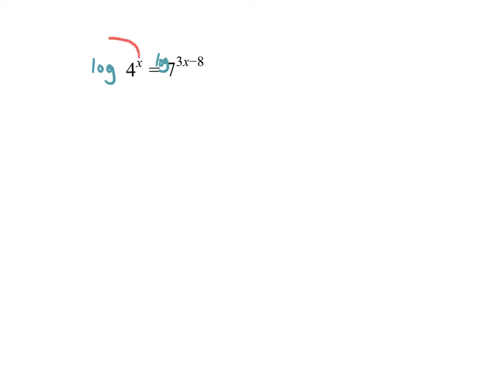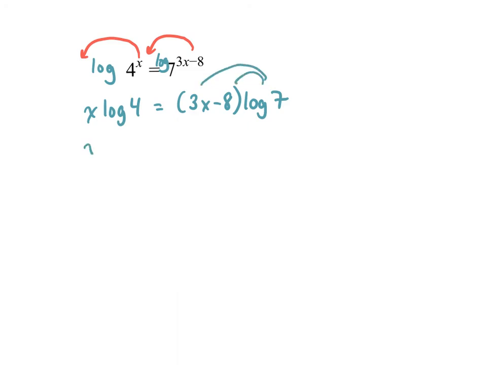And then remember, when we take the log, we can then bring the exponent down. So this will be x log 4 equals 3x minus 8 times log of 7. And log 7 is just a number, so we'll distribute it in. So we'll end up with x log 4 equals 3 log 7 times x, so all that stuff in front of x, minus 8 log 7.